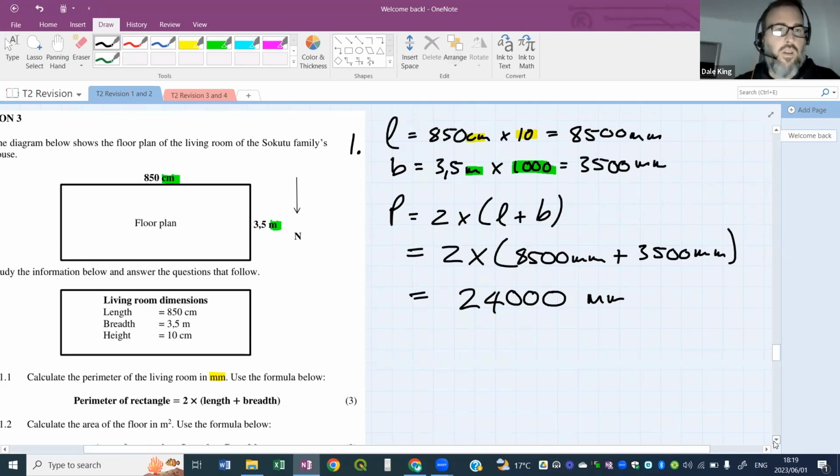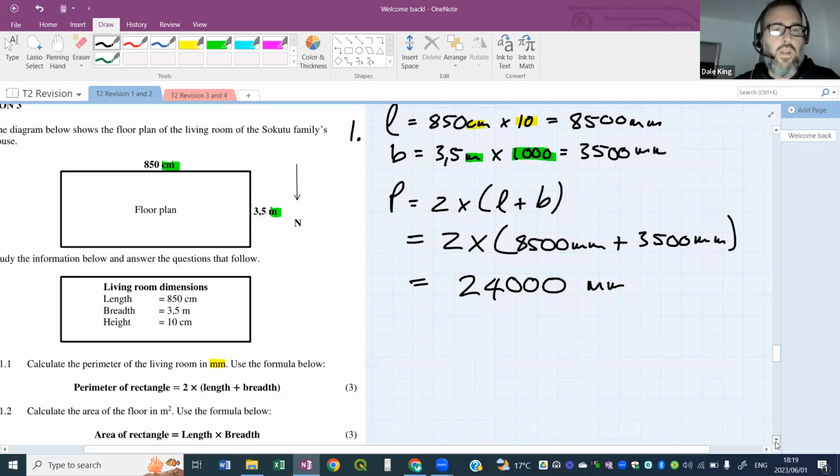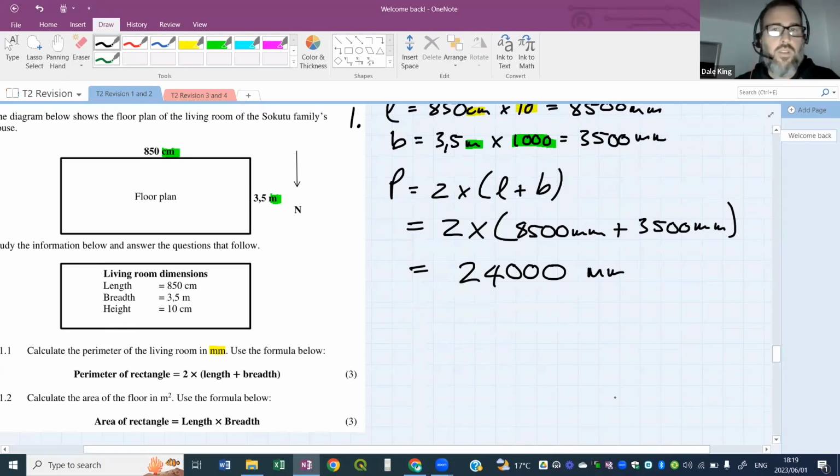That's the perimeter of the rectangular floor, the living room floor. All right. Here's the next question. There it is at the bottom left. Now it says calculate the area of the floor in meters squared using the formula below. So they want area and they want it in meters squared. Okay. Oh, excellent. Thank you, Katlejo. So you guys are going to try that one. Give you 2 minutes. Work out the area. Careful. They want this in meters squared.